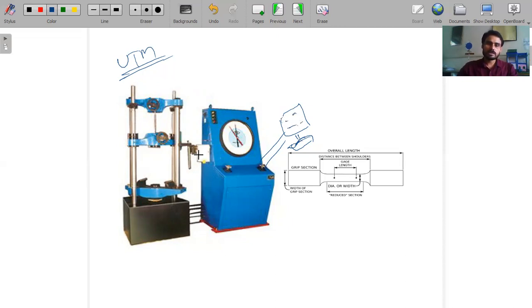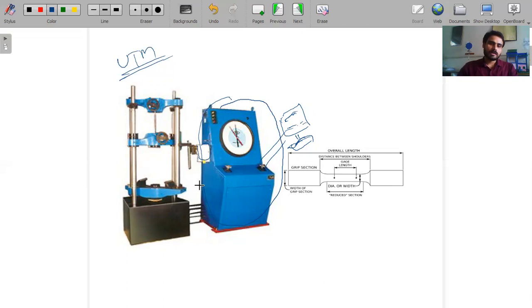In the old version there is a graph paper fixed, and we get the manual graph, but in the new setup we can get the relationship on the monitor, on the software. Here this is the control panel, the complete control panel. From here we can apply load, we can release the pressure, and we can identify the magnitude of load with the help of the gauge.